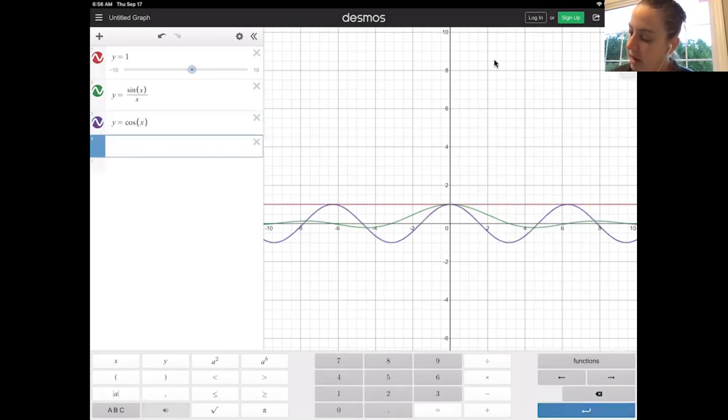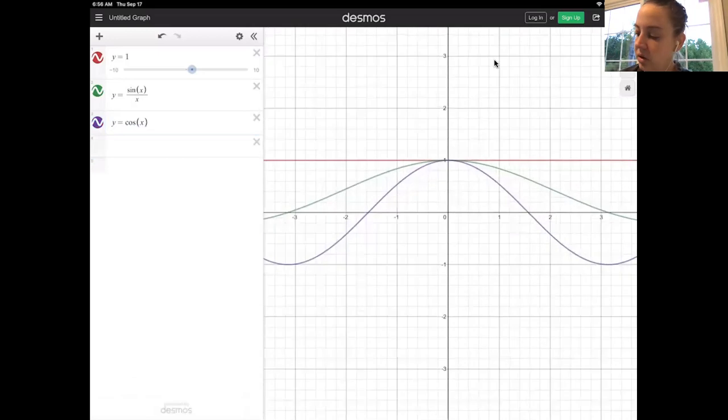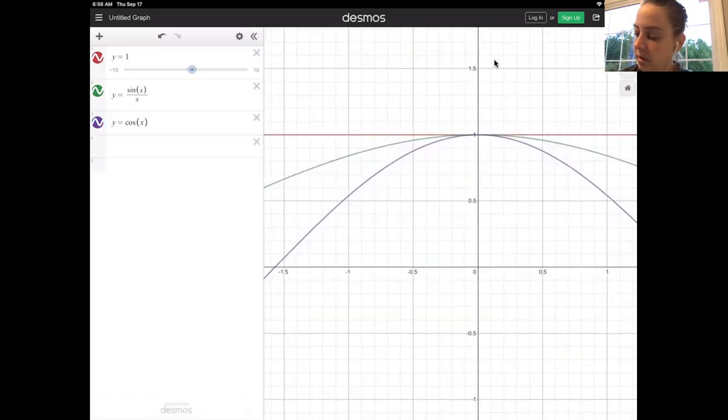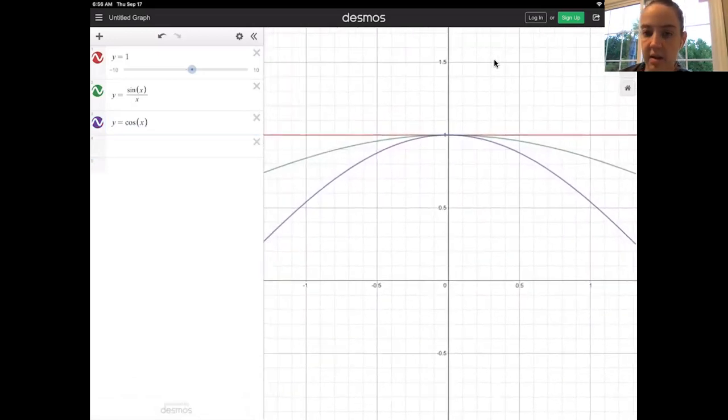Ta-da, all right, there we go. So we have this nice pretty graph and we're just focusing on this part in the middle. So I'm gonna zoom in, zoom, zoom, zoom, zoom. Yeah, now that looks good.